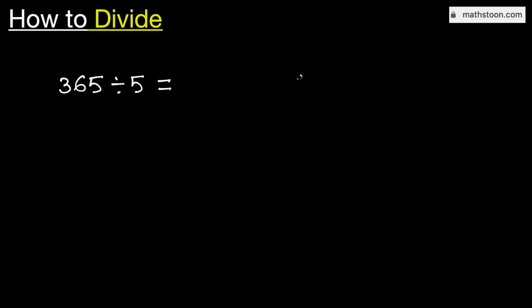In this video, let us learn how to divide the number 365 by 5 using the long division method. Consider the number 3. It is less than 5. That is why we will consider the number 36. We know that 5 times 7 is 35 and it is closer to 36.